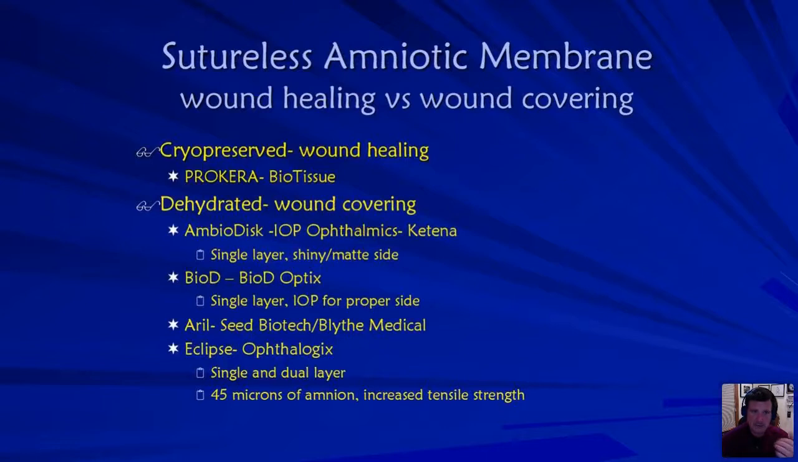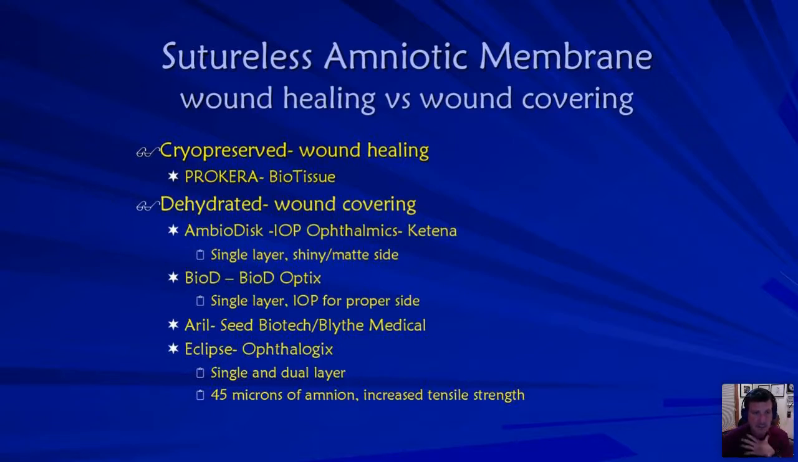So sutureless amniotic membrane, another few words that I like to point out is wound healing versus wound covering. The cryopreserved and dehydrated, those are your two major categories. And cryopreserved is wound healing, which would be the Procara, and you could see dehydrated, which is wound covering. Because if you're going to use these, make sure you understand the difference between cryopreserved and dehydrated.